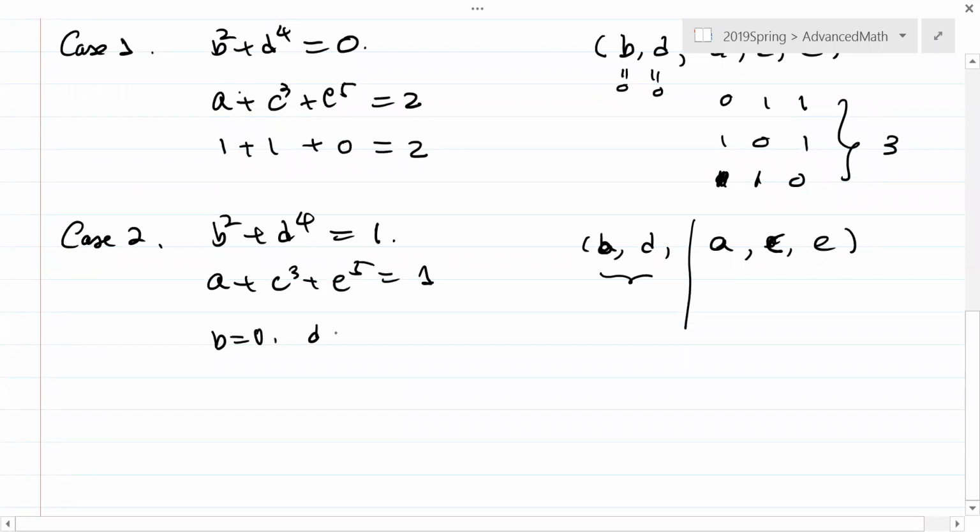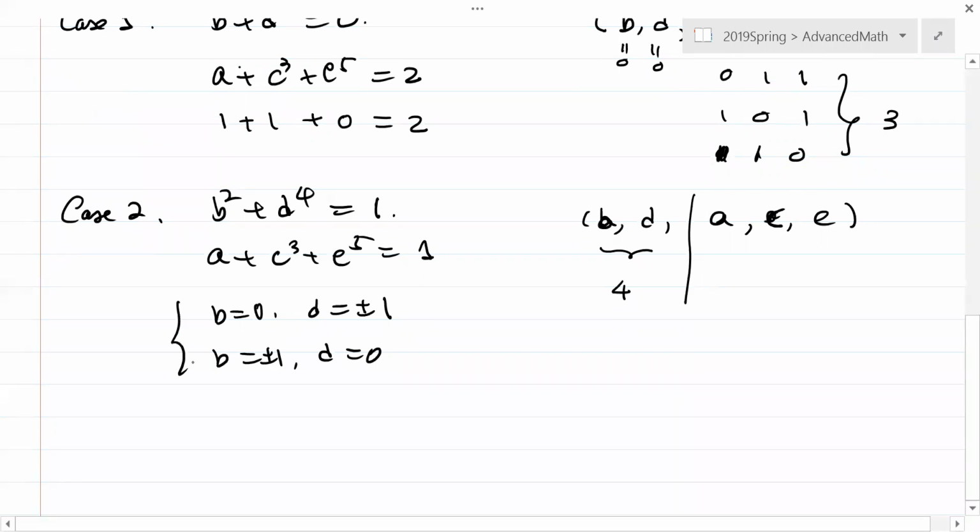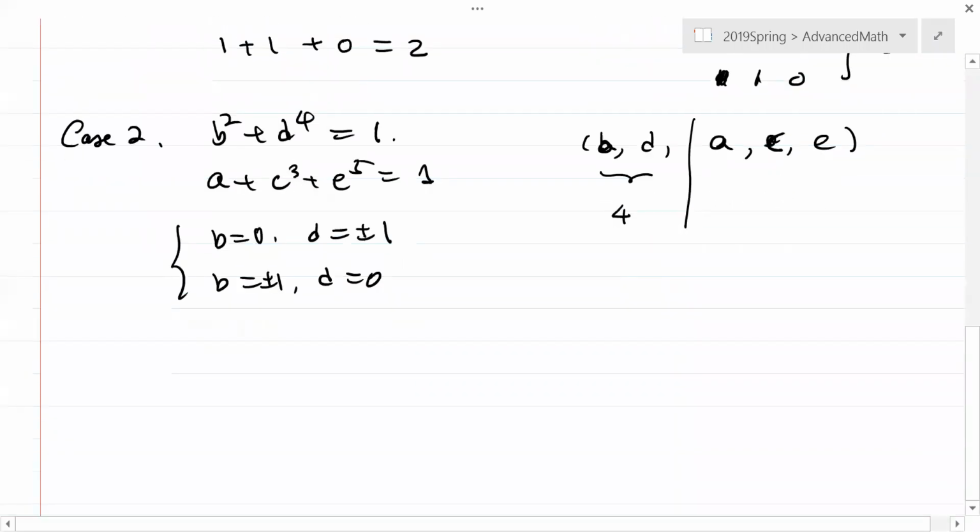So if B is 0, then D is plus minus 1. If B is plus minus 1, D is 0. So total, you have 4 choices here. Okay, it's a combination. So this equation is a little bit easier. The difficult part is a plus cq plus e to the 5th. How to find all the possible solutions.